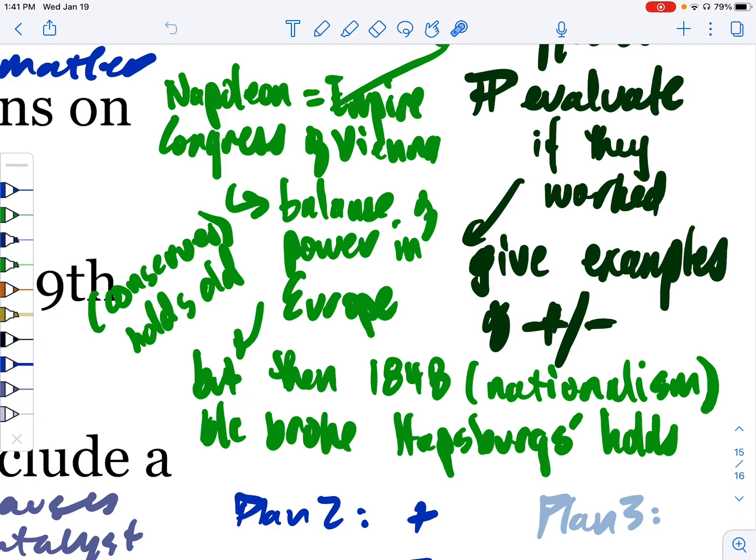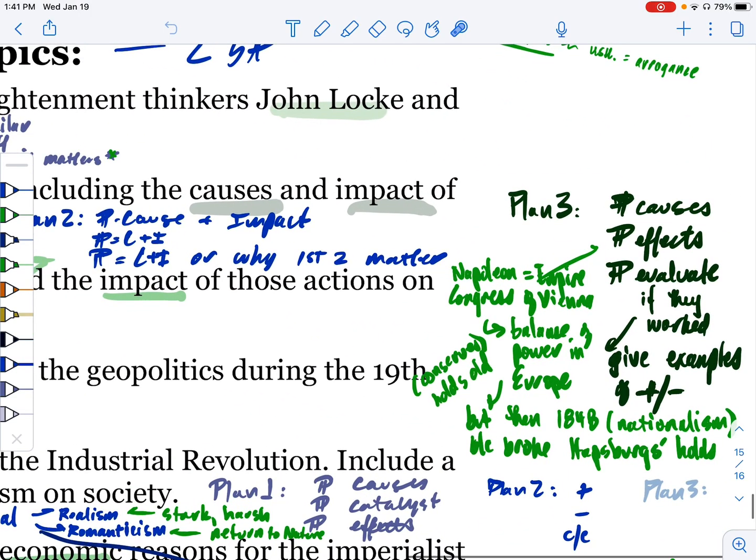Their own nationalism. So if you're writing about changes as caused by the French Revolution, write a paragraph maybe about the causes of it. What are the effects of the French Revolution? And evaluate whether they worked, right? You might focus on how that did work. It did create a balance of power in Europe. Be able to give positive and negative examples. Give specific examples of that, right?